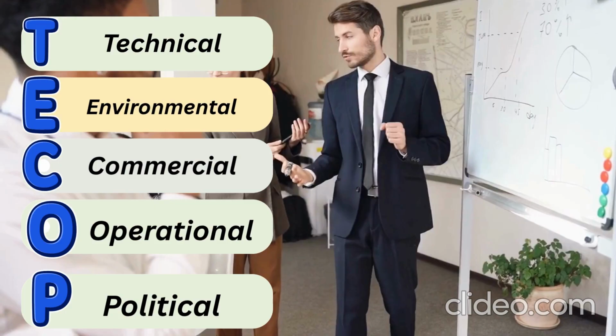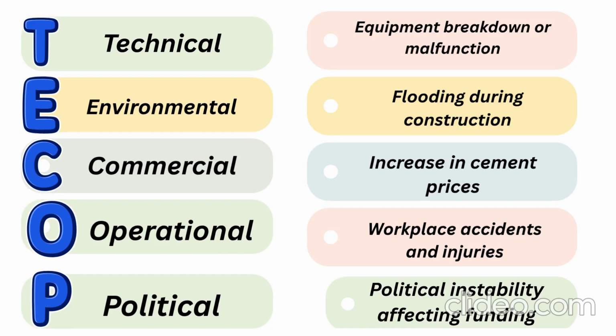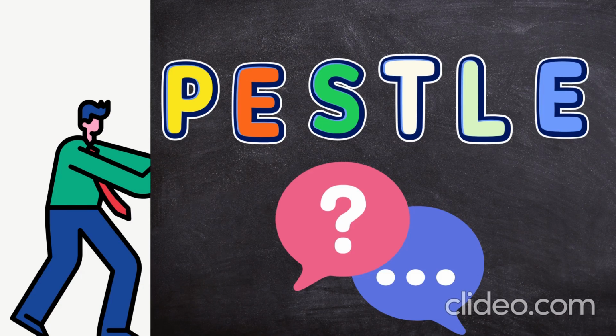So like here I have made a list. Technical risk means equipment breakdown or malfunction. Environmental risk, like if your team says that we have an environmental risk like flooding during construction. Commercial risk like an increase in cement prices. Operational risk like workplace accidents and injuries. Political risk like political instability affecting funding. The next type of prompt list is PESTLE.